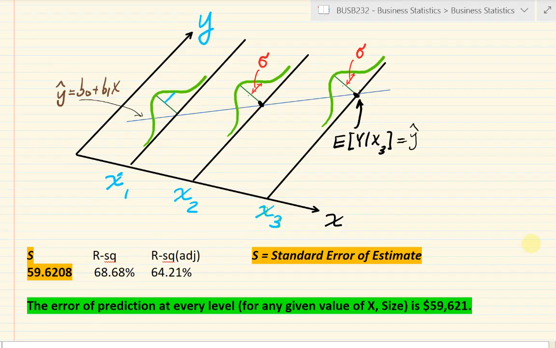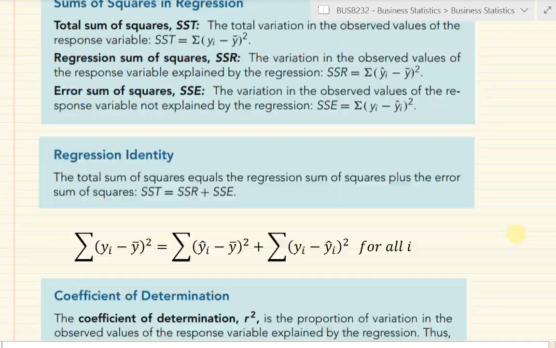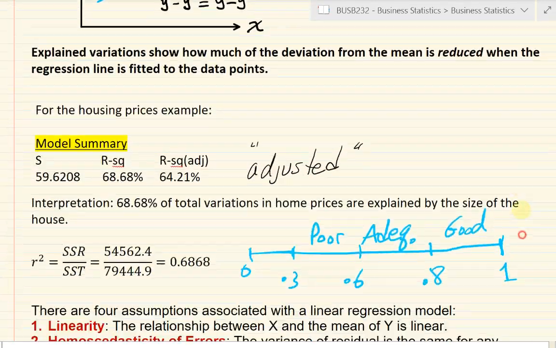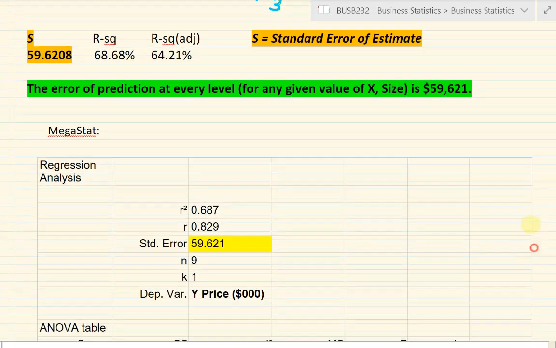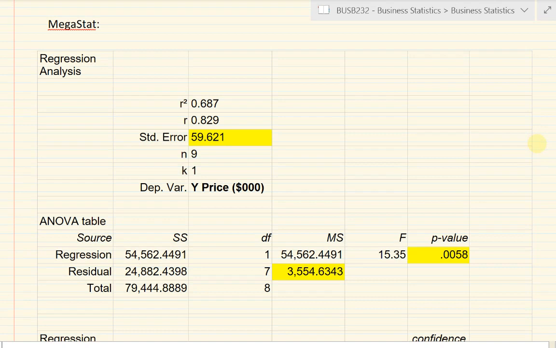Okay, so there you go. We're done with this chapter. And now let me actually go show you an output from Megastat. So here's the output from Megastat. Okay. And I'll show you this scatter diagram in a minute.